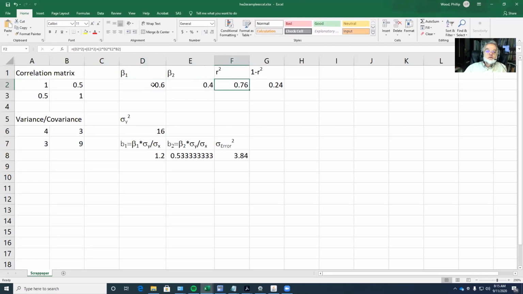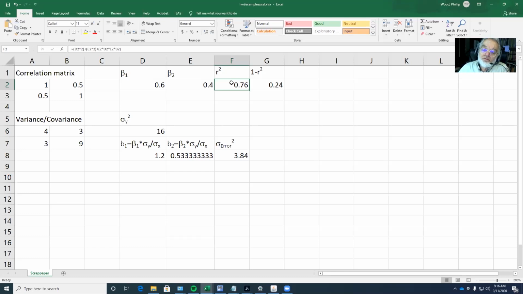Well, over here, I'm calculating the R-square for the model. Well, by the tracing rules, if we go back to the handout, the R-square for the model is going to be B1 squared plus B2 squared plus 2 times this number times this number times the correlation. And all of that is going to give me the R-square for the model.